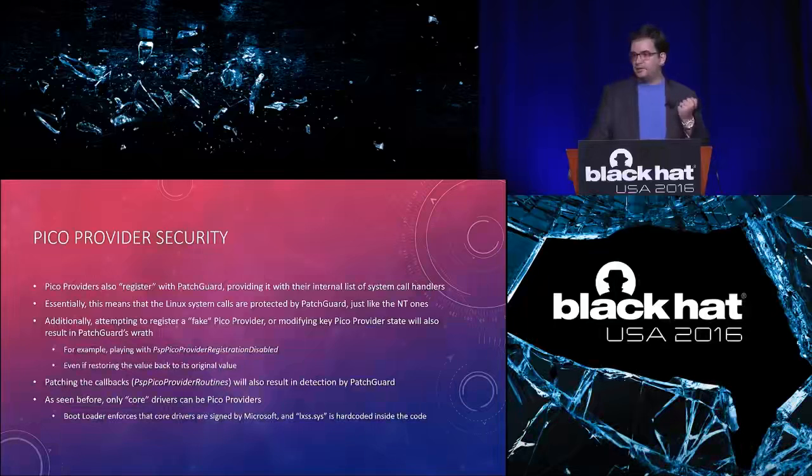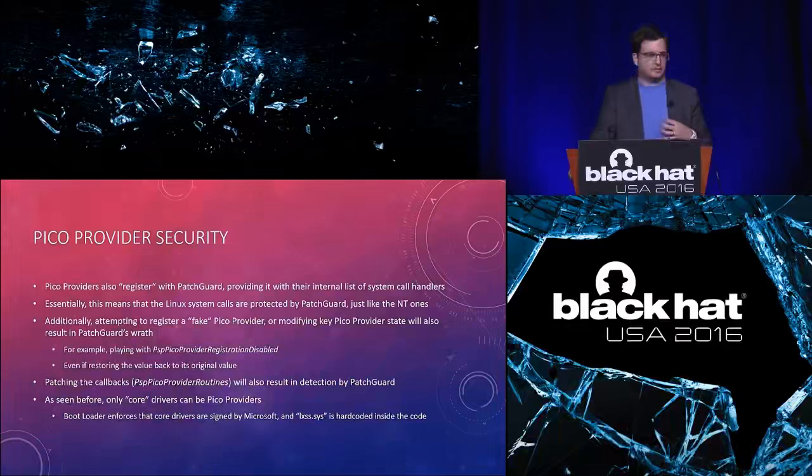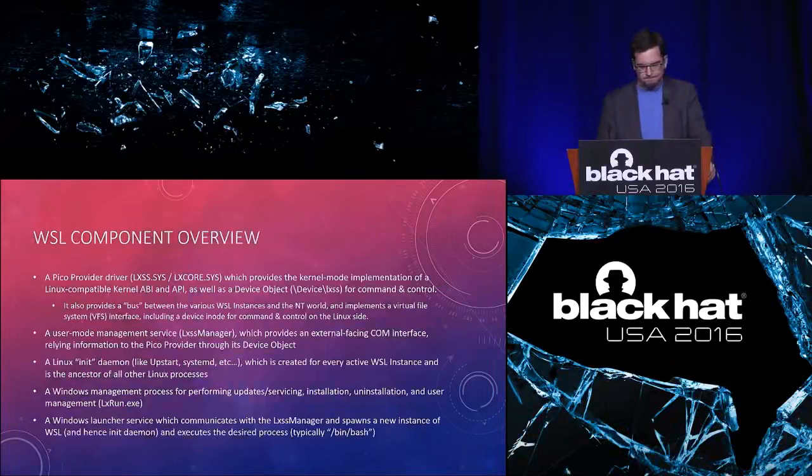Now, if you try to register a fake provider, PatchGuard will catch you. If you try to patch that Boolean that says, oh, no, registrations are enabled now, PatchGuard will crash you. If you turn the Boolean on and then turn it off, PatchGuard will crash you. And if you try to hook the Pico provider callbacks that the kernel saves, those are protected by PatchGuard as well. So there's a lot of security Microsoft put here to make sure no one is showing up with their own Pico provider to hook your applications and do bad things to them. So people have to find ways around the PatchGuard implementation if they want to do that.